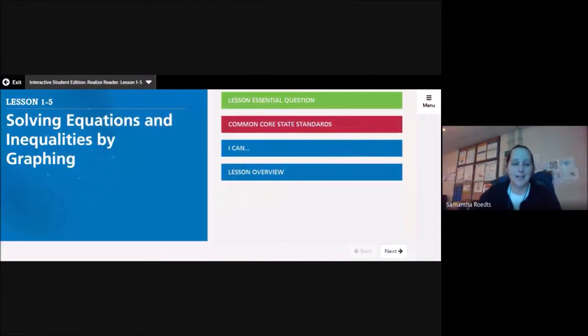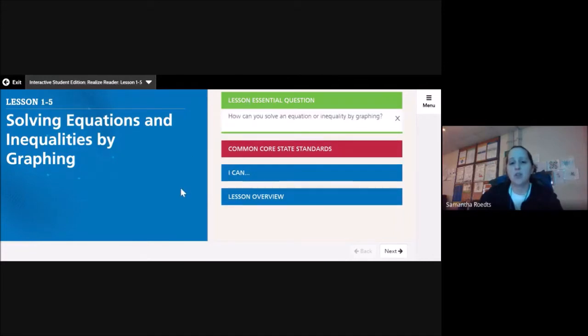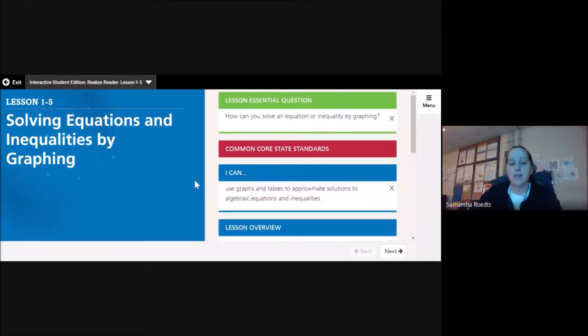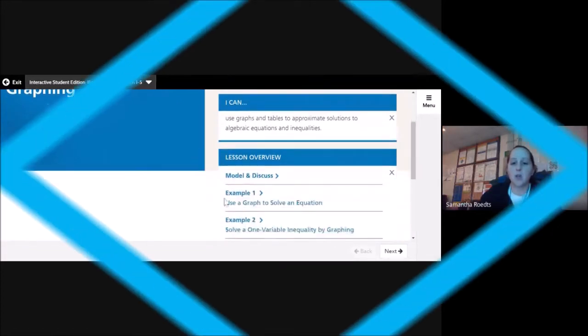Unit 1, Lesson 5 is solving equations and inequalities by graphing. So my lesson essential question is, how can you solve an equation or inequality by graphing? At the end of this lesson, we'll be able to use graphs and tables to approximate solutions to algebraic equations and inequalities.